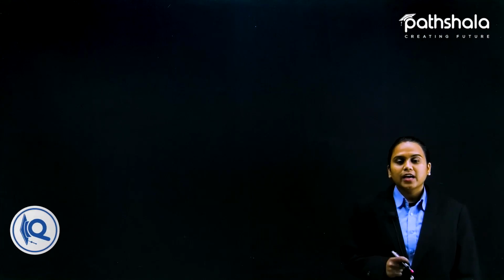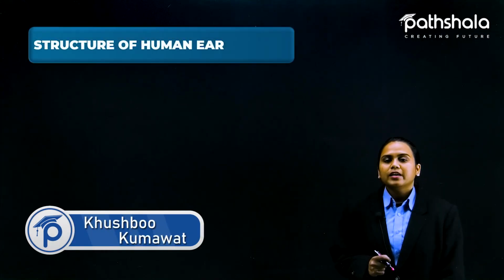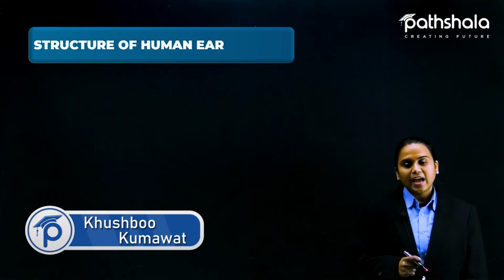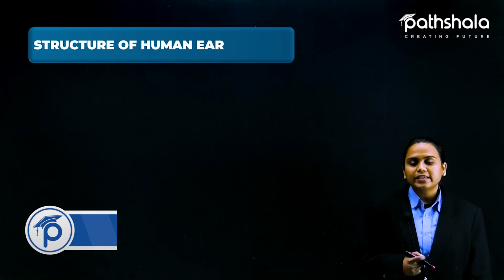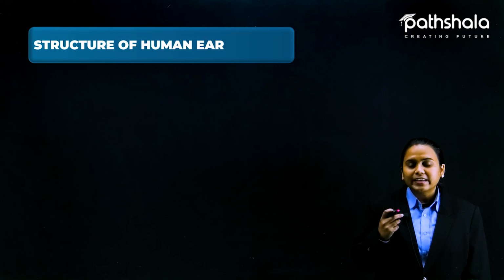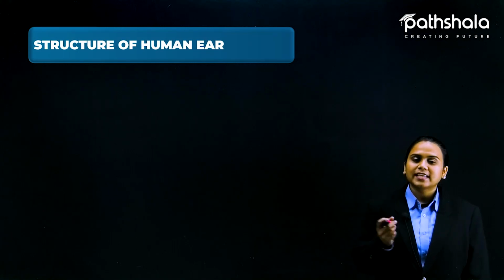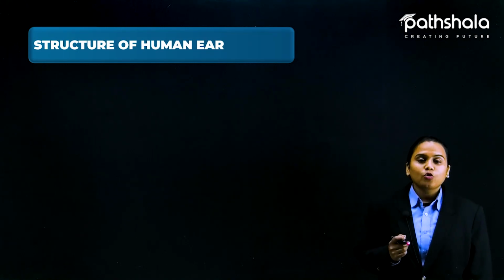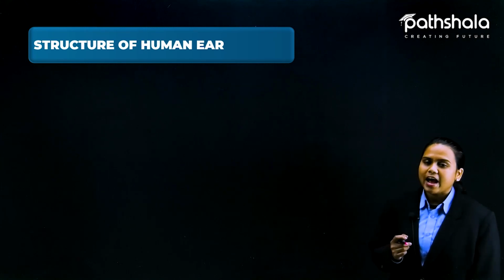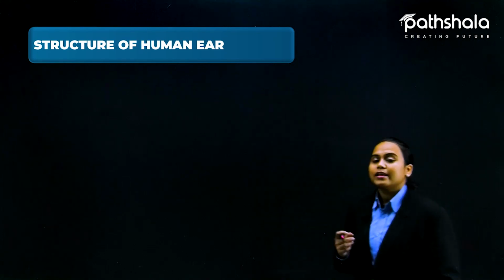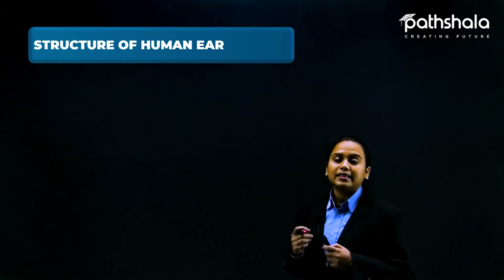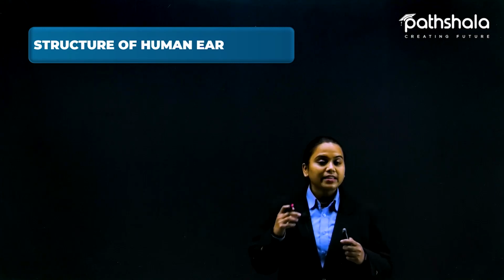Now students, the last topic of this chapter is the structure of the human ear, and we should take this topic because this is the only reason that we can detect what sound actually is. By God's grace we have a human ear, and as we are in the Homo sapiens category, we have this ear. And what is this?